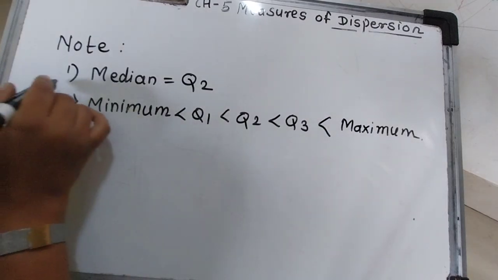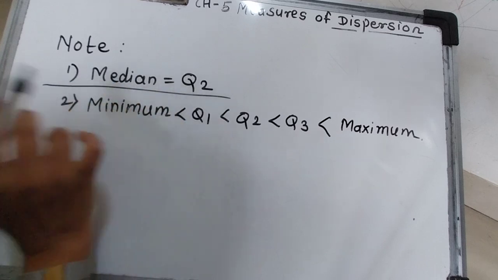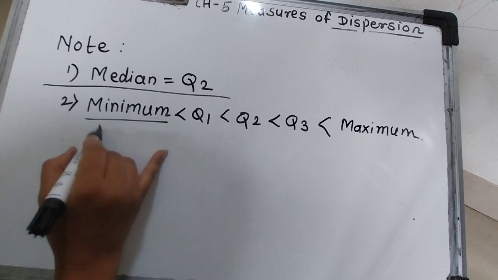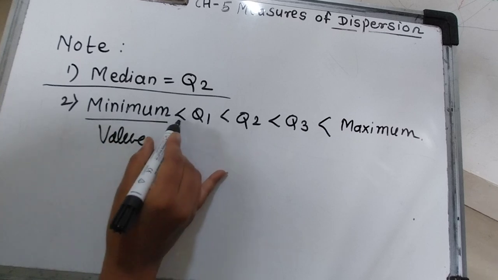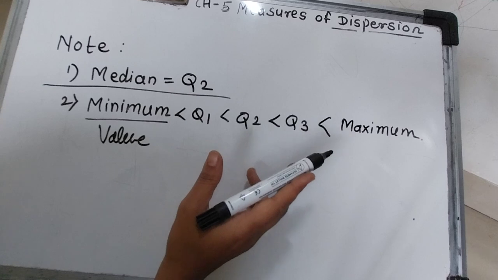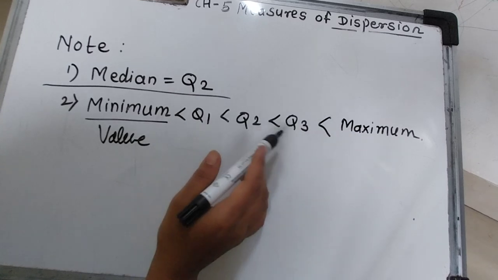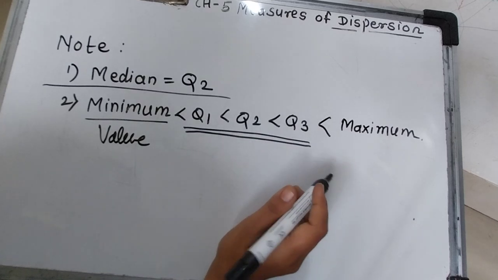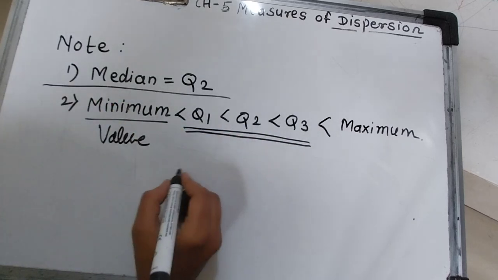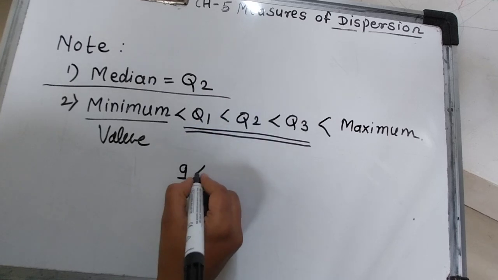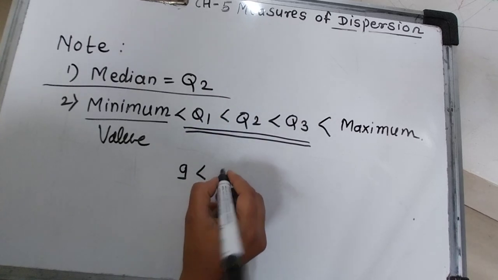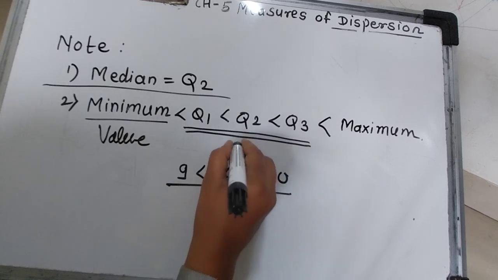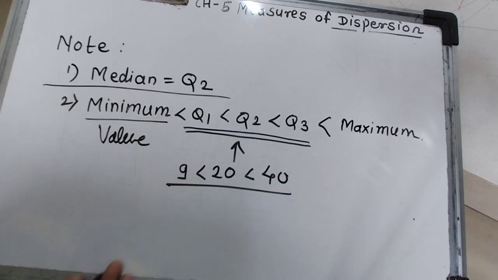Note, I already told you median is Q2. See, the minimum value, less than Q1, Q2, Q3 and the maximum value. Remember this. See, in the earlier example, 9, then 20, then 40. Understood? If any doubt, please comment.